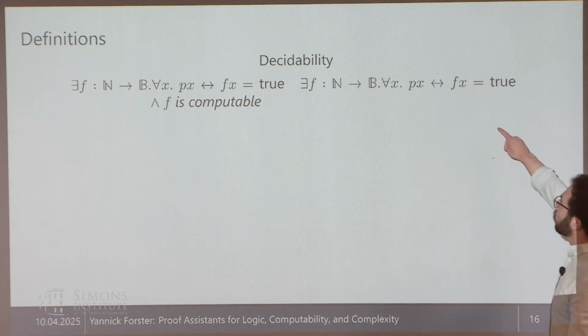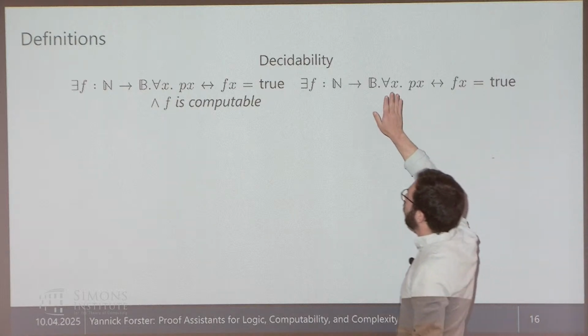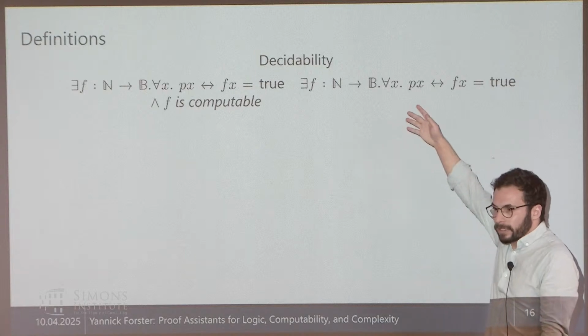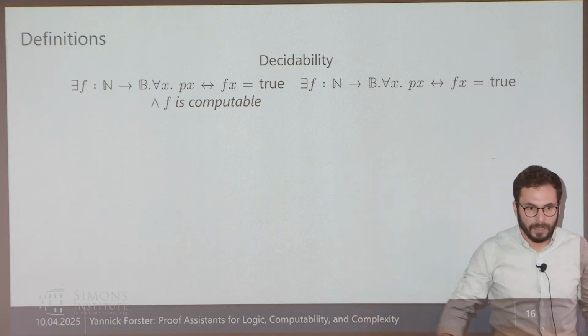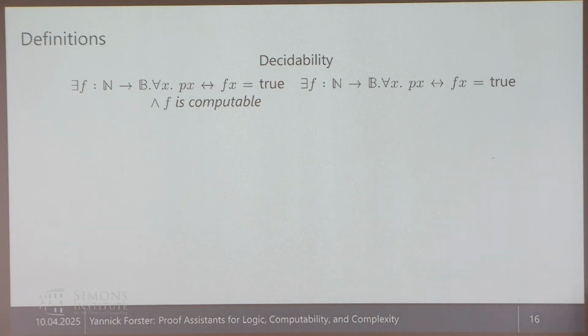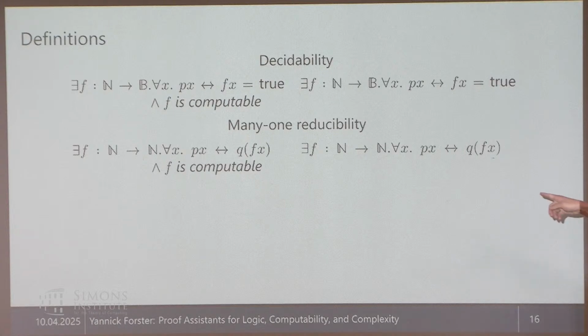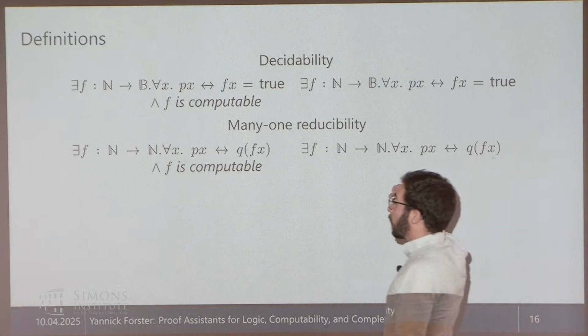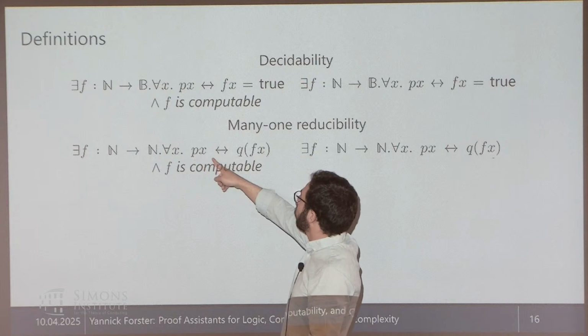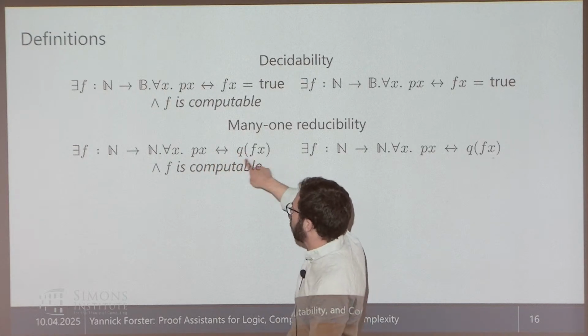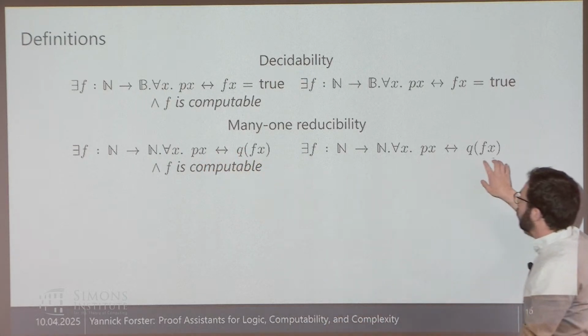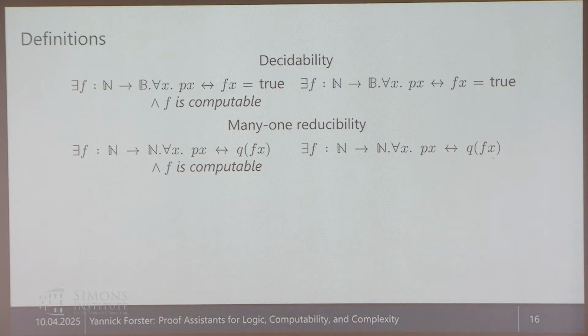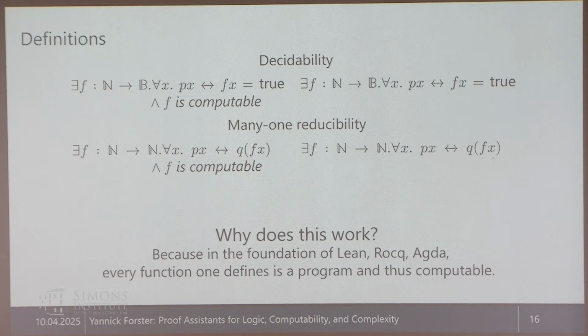A synthetic definition of decidability is to just say there is a function. Now, clearly that's complete bogus in standard systems such as set theory, because there are too many functions. You can do the same trick for many-one reducibility, where you say P of X if and only if Q of F of X, so F transports from P to Q. And synthetically, you can again take away the computability condition. And then the question is, why does this work?